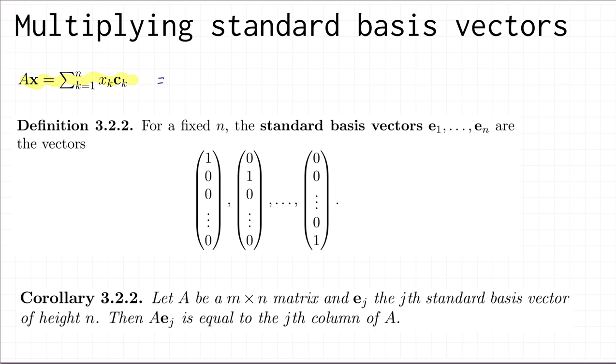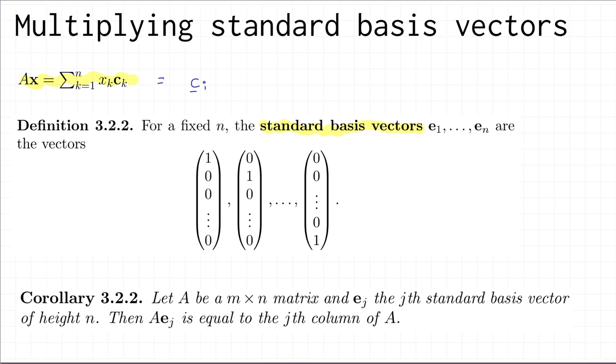So if it was, say, the ith element of the column vector which was 1, then what you get is just Ci, the ith column of your matrix. And this is occasionally a useful result. We have a standard name for these column vectors which have a 1 in one position and zeros everywhere else. Those things are called standard basis vectors. And we also have some standard notation for them.